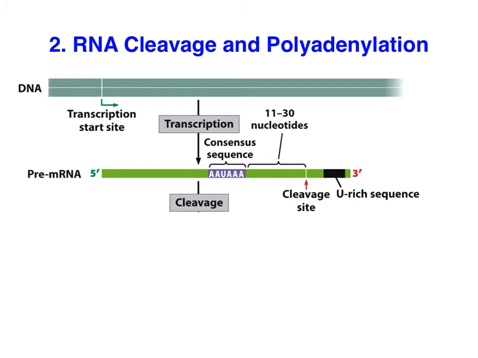Now that we've capped the mRNA, I need to draw the 7-methylguanine cap right there. The next part of RNA processing is cleavage and polyadenylation. And remember, these are steps that are only going to occur in eukaryotes.